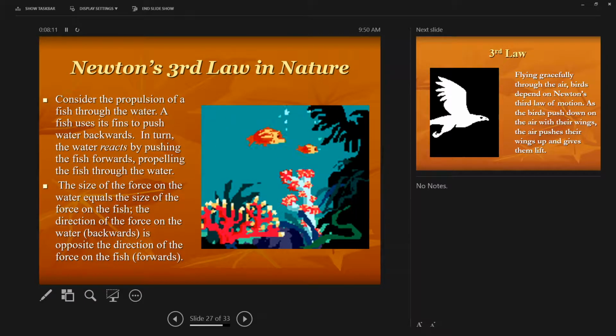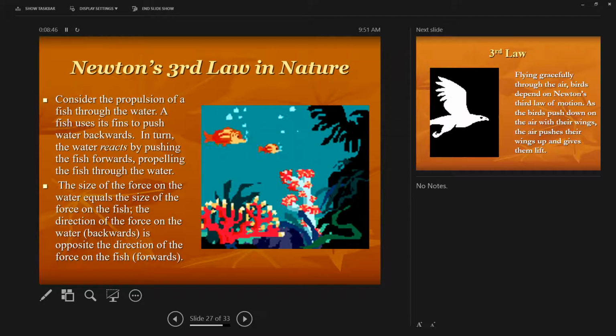So, Newton's third law in nature. Consider the propulsion of a fish through the water. A fish uses its fins to push water backwards. How a fish moves is it flaps its tail and pushes water behind it. The reason it moves forward is because the water pushes in the opposite direction. So if the fish pushes the water backwards, the water has to push the fish forward. In turn, the water reacts by pushing the fish forward, propelling the fish through the water.